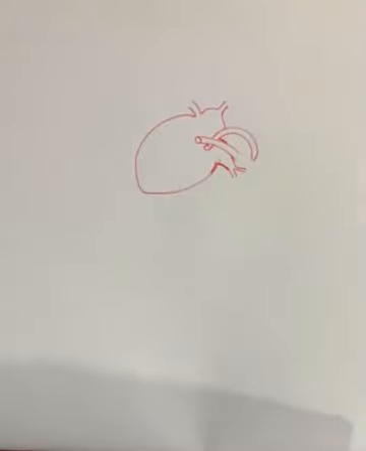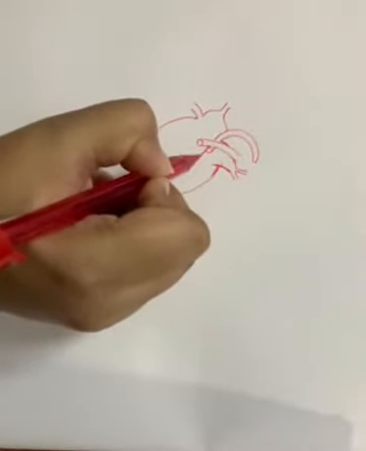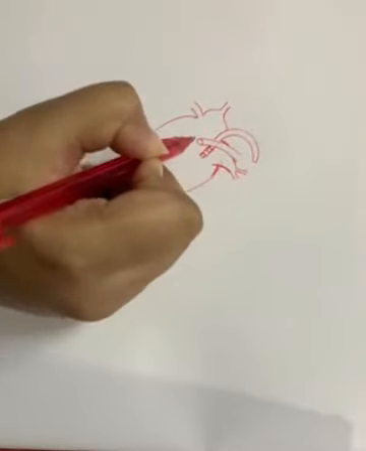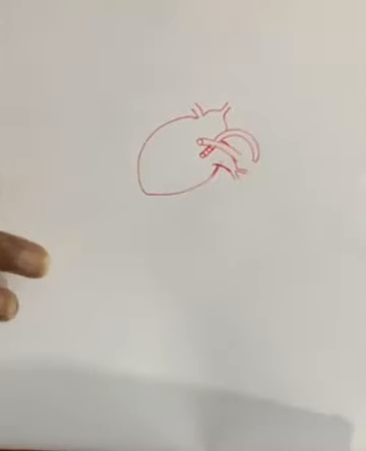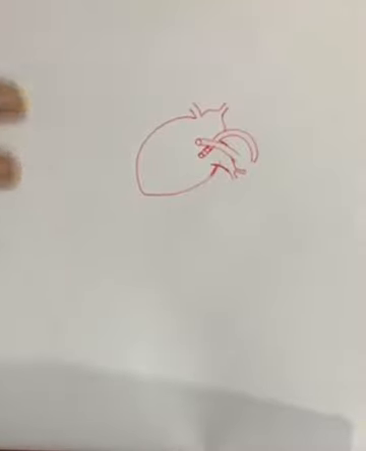Now what you have to do, this is done. Our blood vessels are done, all the chambers are done. Let's take this a little bit inside. Okay, and here all the chambers and all the blood vessels are over. Now we just have to label them.